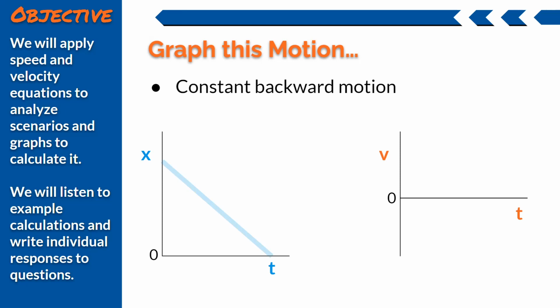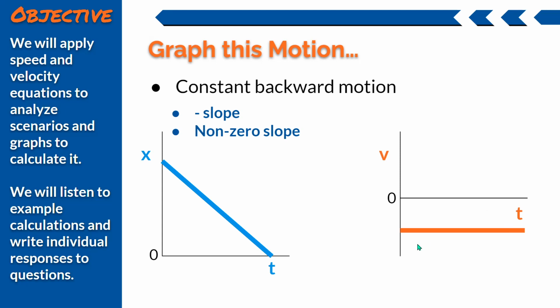Constant backward motion on my xt graph, I'm going to have a negative straight line slope, so a negative non-zero slope. And on my VT graph, I'm going to have a horizontal line again, but this time to show that I have a backward velocity, it's going to be down here in the negative region of my graph. So again, pretend there are numbers. Maybe this is negative 5. I don't know.